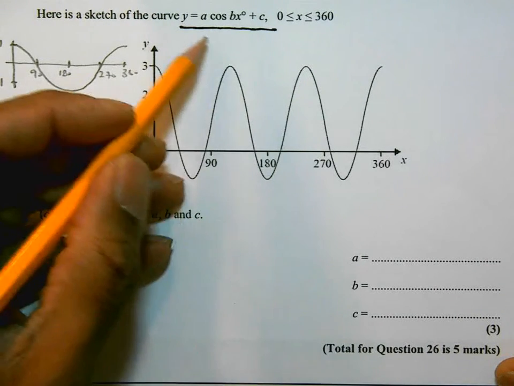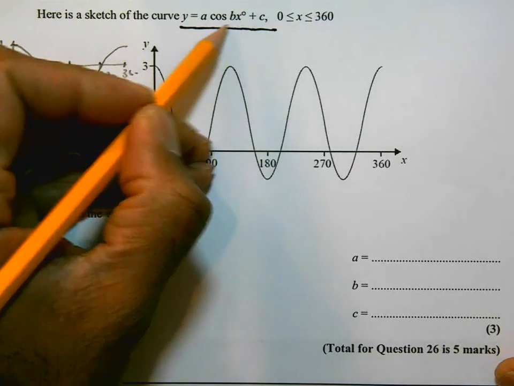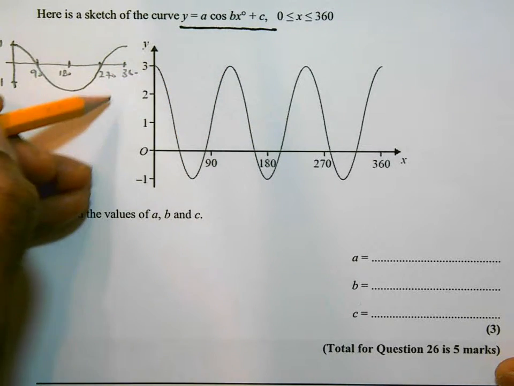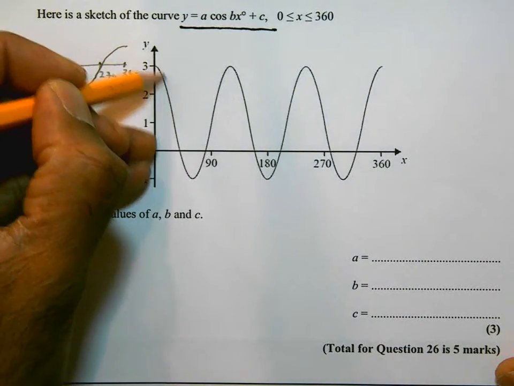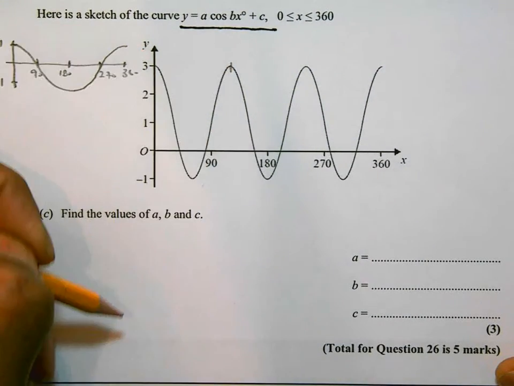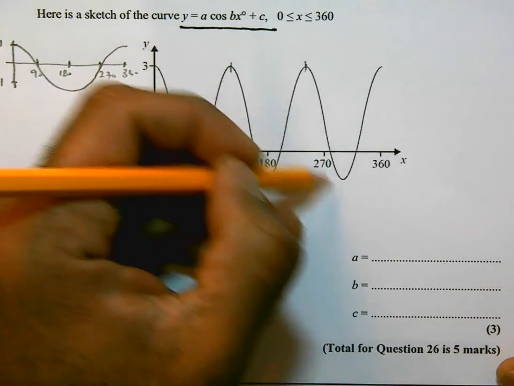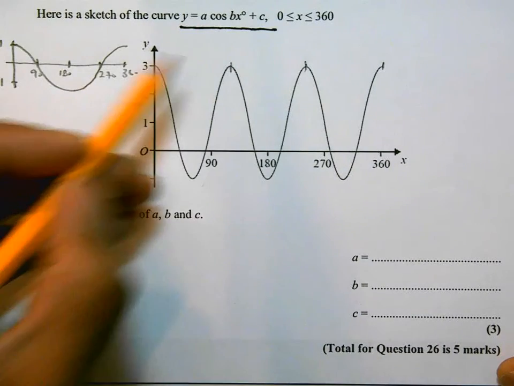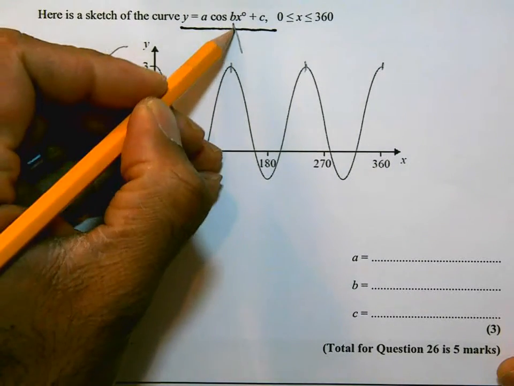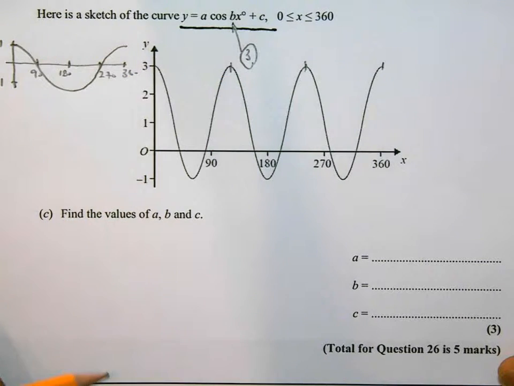There are a couple of things that you need to know that are going to help us work out what A, B, and C are. First of all, how many cycles are there in this section here? This is one cycle, that is another cycle, and that is the third cycle. So there are 3 cycles altogether. The number of cycles is the number in front of the x, the B. So that is going to be 3 because there are 3 cycles.